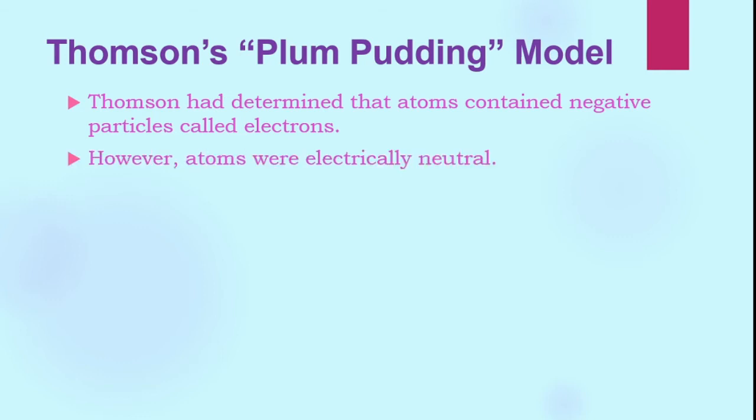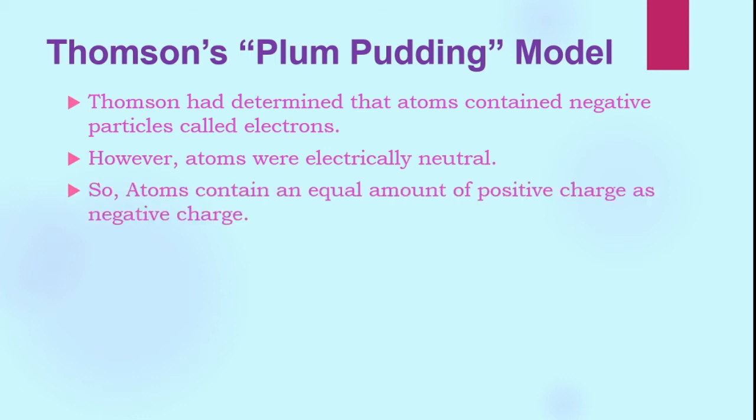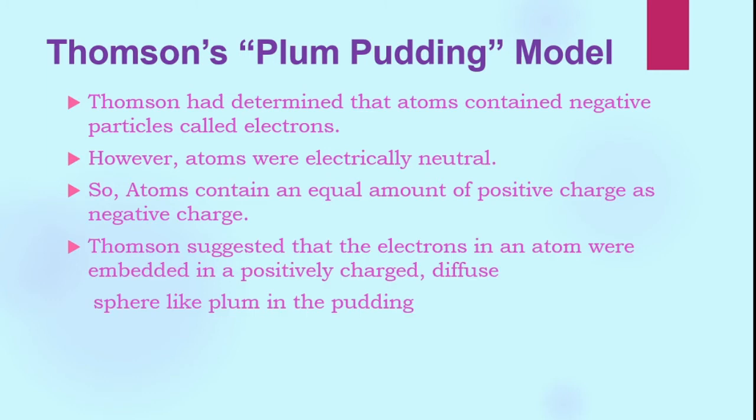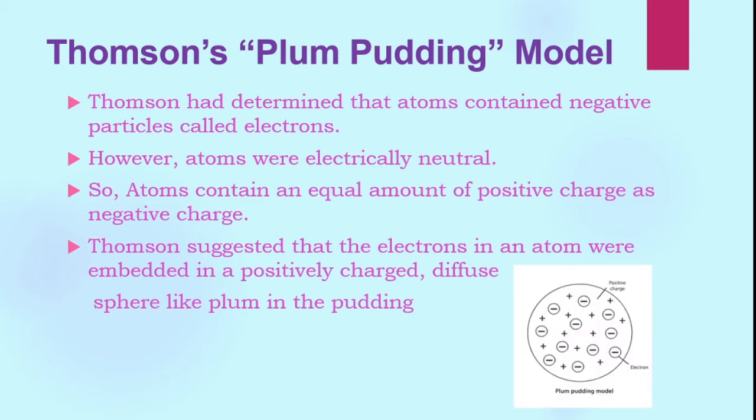However, since atoms are electrically neutral, in order to make the atom neutral, there must be an equal amount of positive charge also. So Thomson suggested that the electrons in an atom are embedded in a positively charged diffuse sphere, like plums in a pudding, just like the figure as shown.